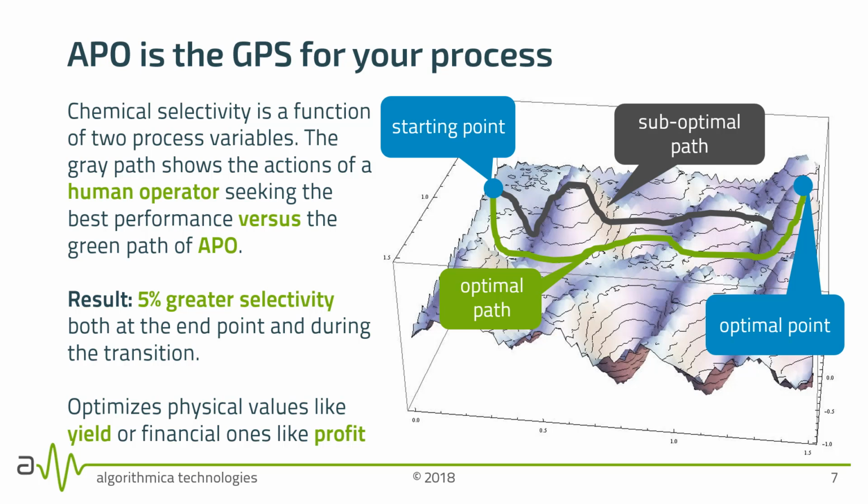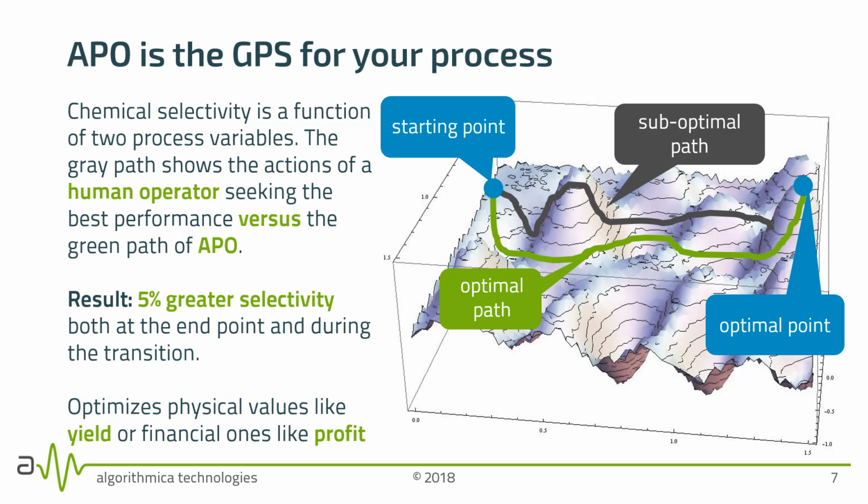The difference between the two endpoints is 5% greater selectivity, and also during that transition, aggregated over that time from left-hand to right-hand side of the image, which in both cases took approximately 8 hours to do, is also 5% greater. So we can see human experience and knowledge is very good. It's only 5% away from the optimum.